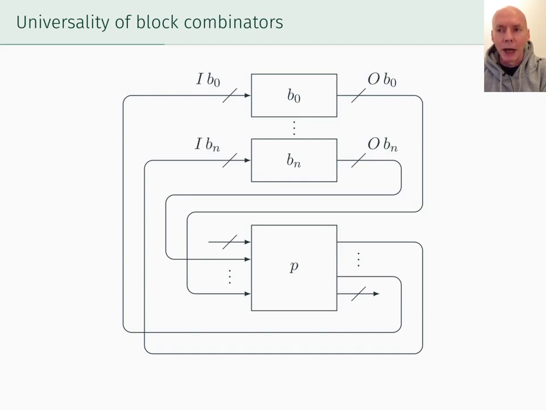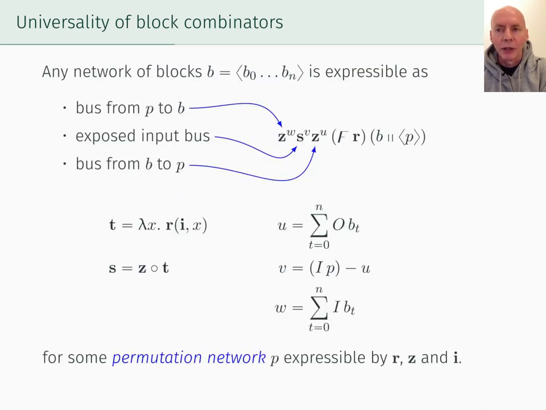That is, feed the outputs from the blocks B0 through Bn into some permutation network P, and then take the outputs from the permutation network P and feed them into the inputs on the blocks. For a suitable choice of permutation network, you can arrange for anything to be connected to anything else. And it turns out that you can express this circuit in terms of block operators by taking a list B of the blocks in any arbitrary order, concatenating that list with the unit list of the permutation network P, and then folding the rack operator over that whole list.